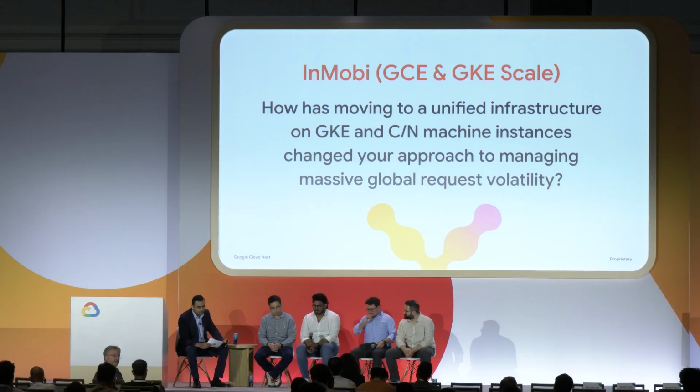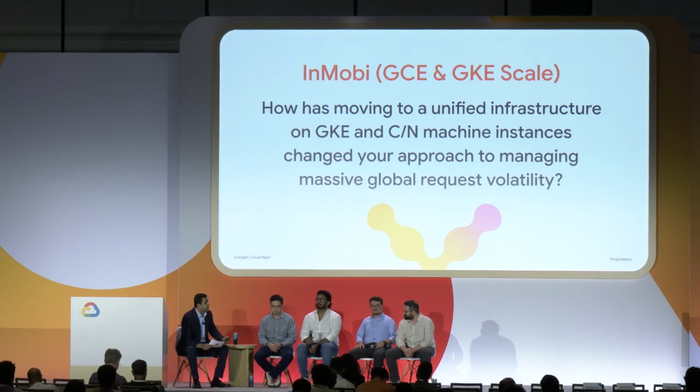First off, Nagesh, you talked about millions of requests per second daily. So how has moving to a unified infrastructure on GKE and C4 instances changed your approach to managing that large-scale infrastructure while handling the volatility, especially during peak events like Black Friday? So before I answer that, it's very important to understand what the problem actually felt like.